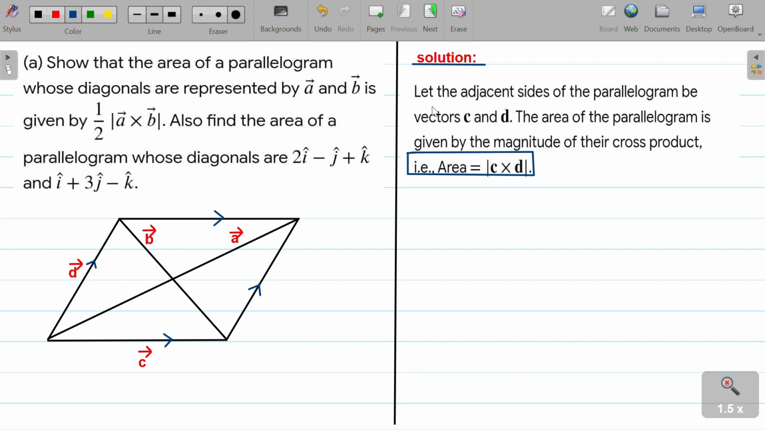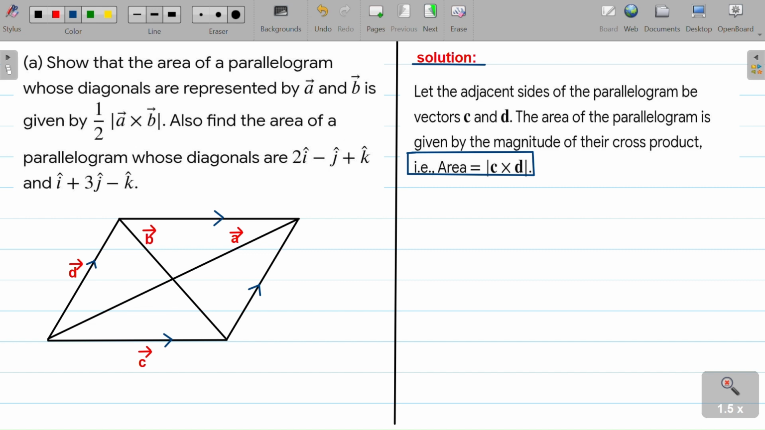if two adjacent sides of the parallelogram are given... here I am taking one diagonal as a vector, and the other diagonal we take as b vector. So if the diagonals are given, what will be the area of the parallelogram? That is half of the modulus of a vector cross b vector.